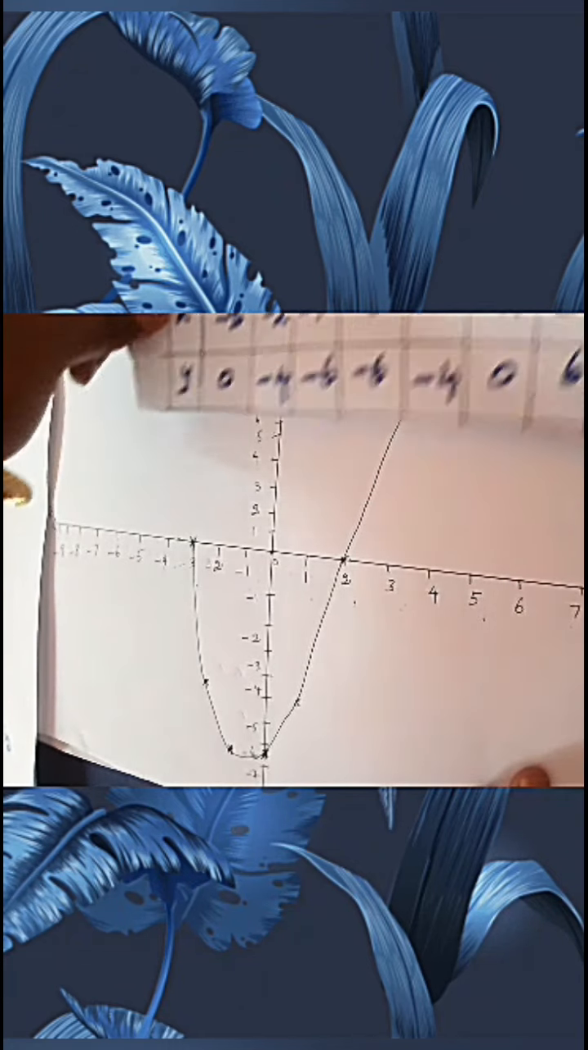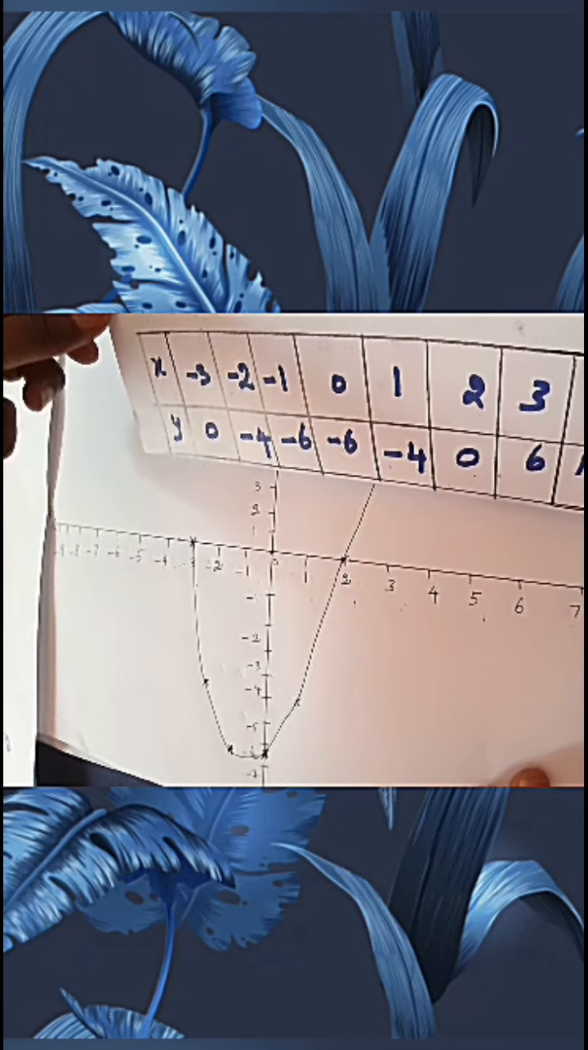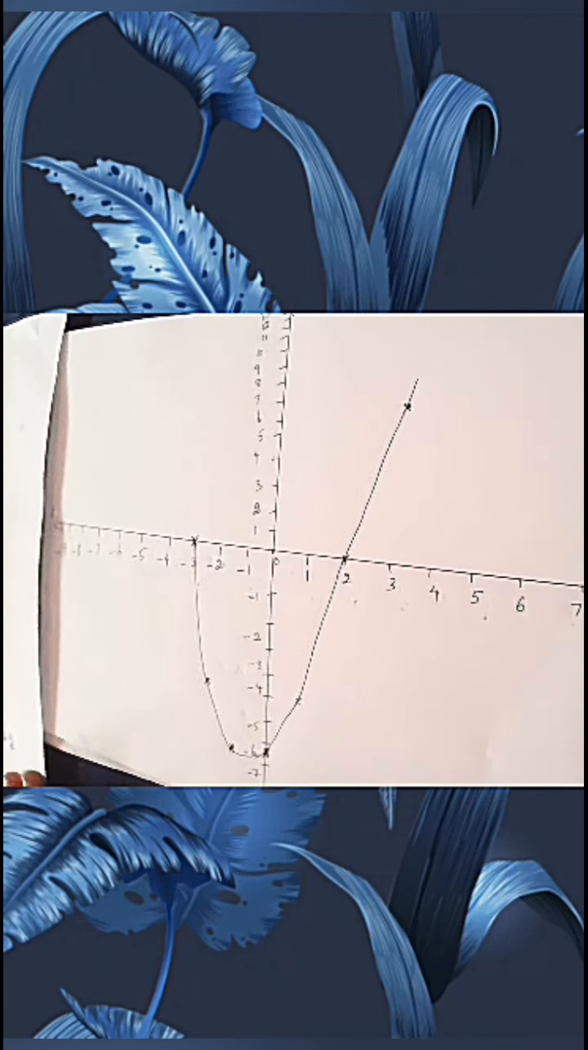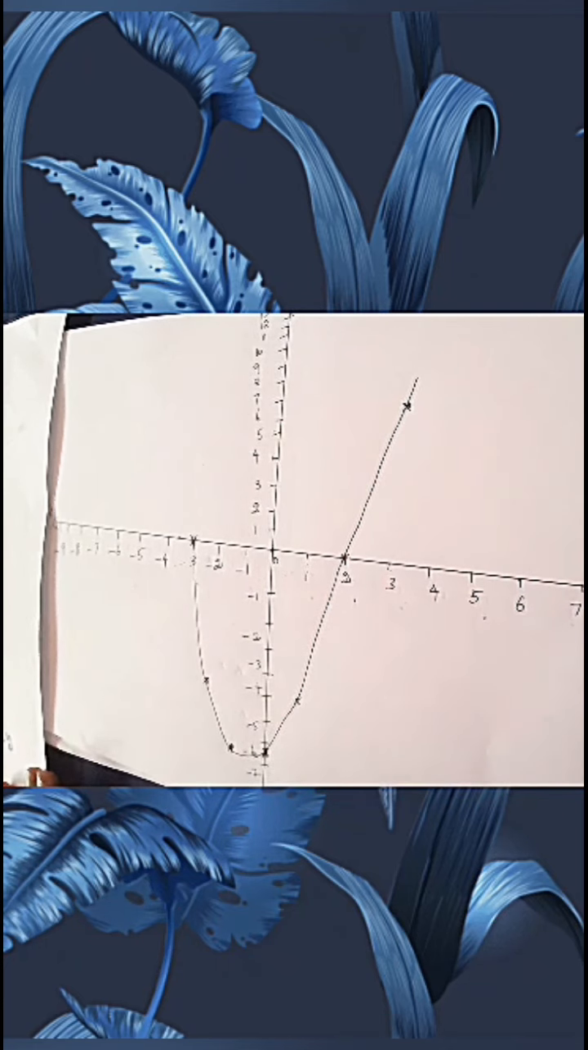Using the points, we made a graph, and we got the graph is a parabola which is concave upward. Yeah, hope you understood the video.